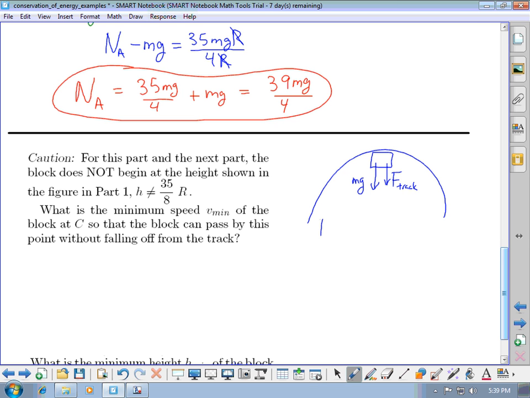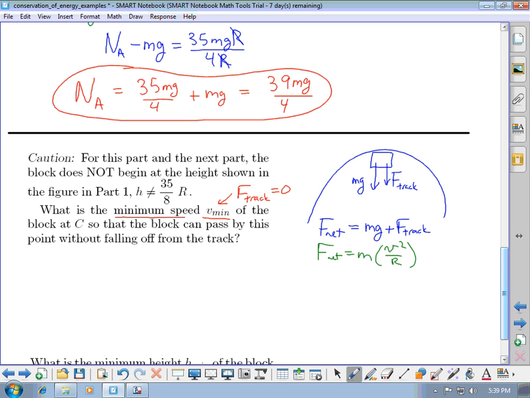If I look at those things together, both of those forces are in towards the center of the circle, so they're both going to be positive. So the net force is going to be mg plus the force of the track. And the net force also equals m times the speed squared over the radius. If we're looking for the minimum speed, that's when the force of the track goes to 0.